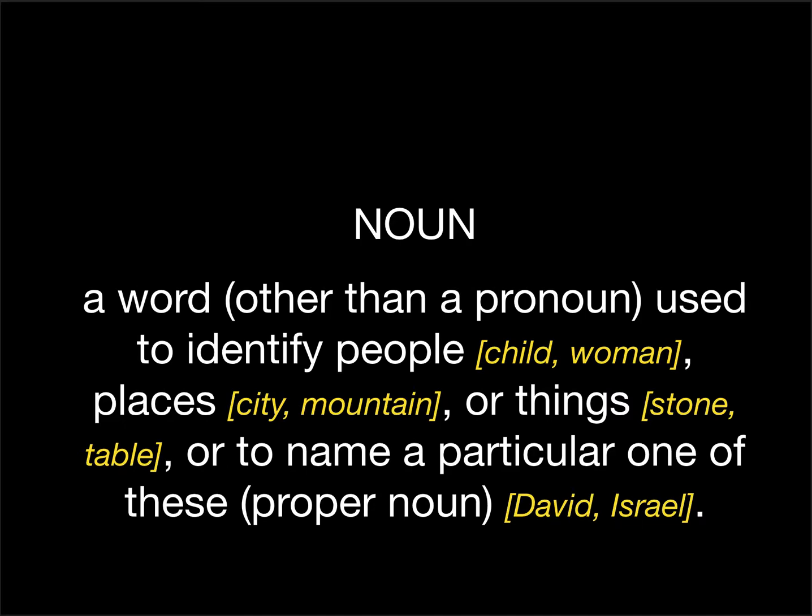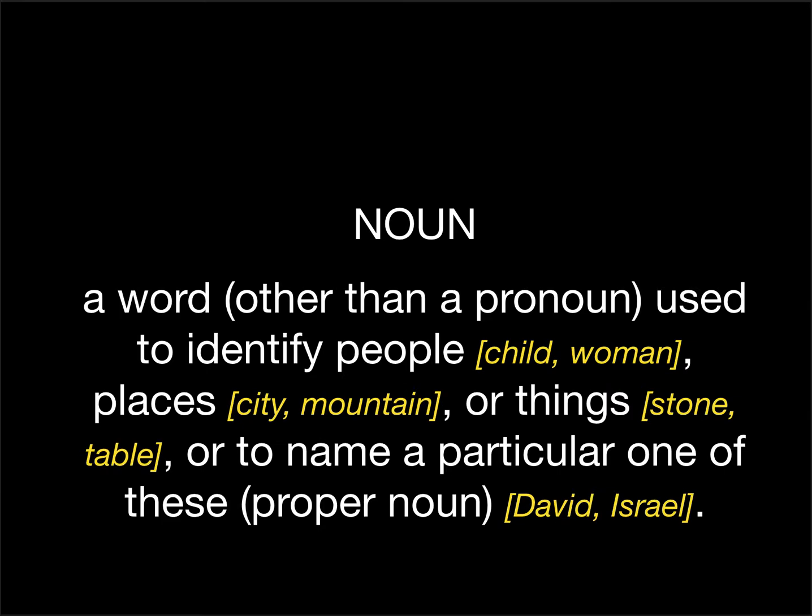Nouns are words that are used to identify people: a child, a woman, a daughter; places: a city, a mountain, a village; or things: a stone, a table, a book. Or they can also name a particular one of these things.